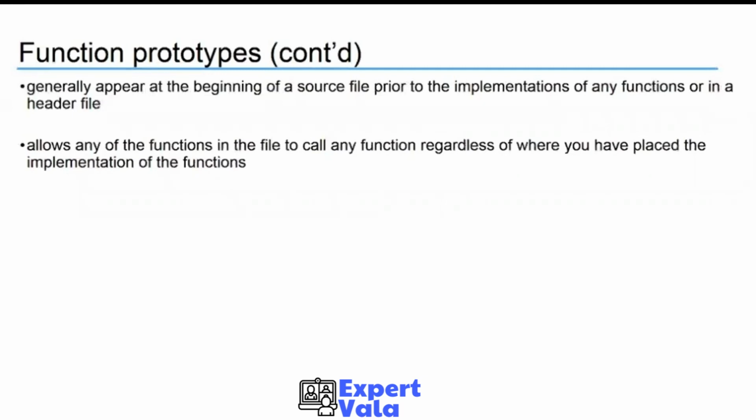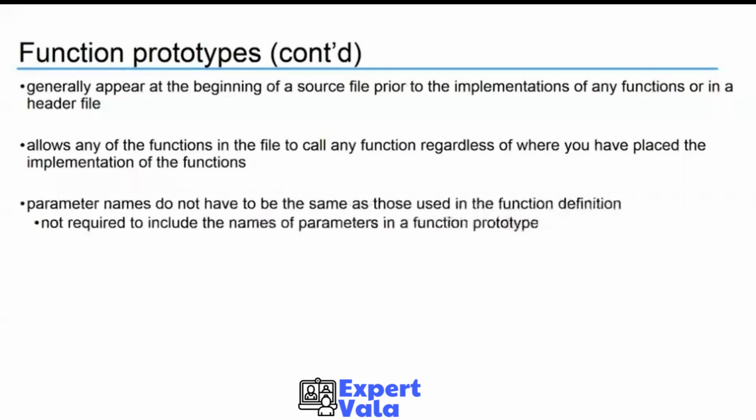It allows any of the functions in the file to call any of those functions that are defined regardless of where you have placed the implementation. If you place the implementation of a function after you call it, the compiler is going to complain and say that it does not know about it, because when you compile, you are compiling line by line. If you place the declaration at the top, then you can invoke the function before it's defined, before it's implemented.